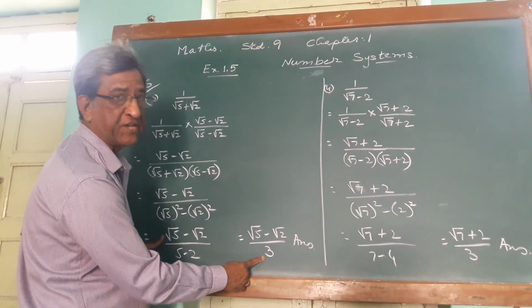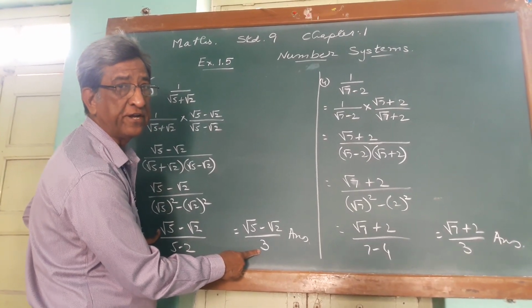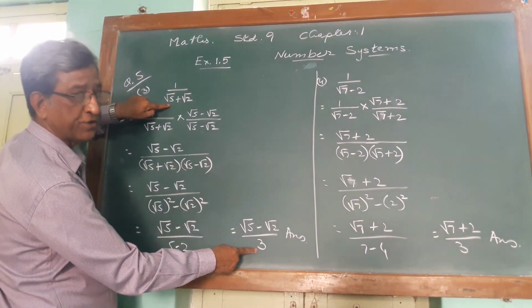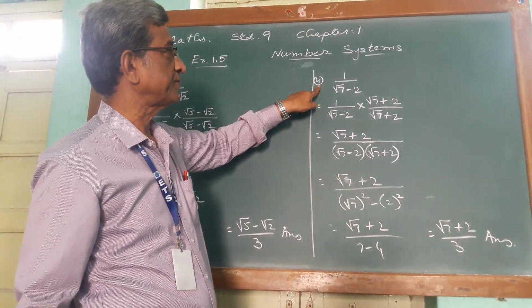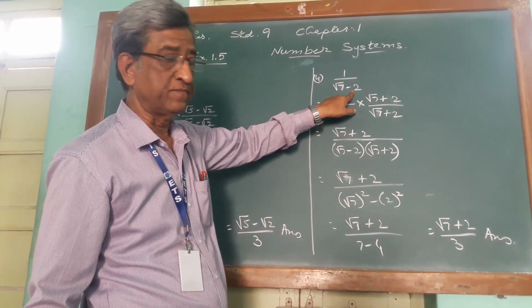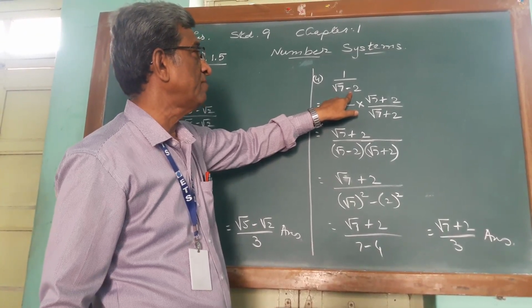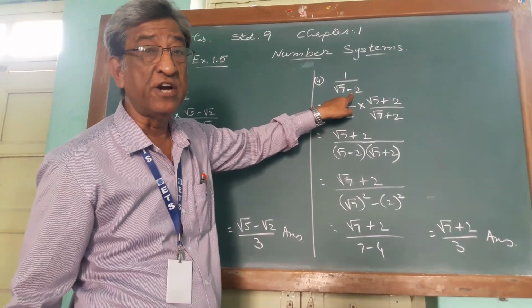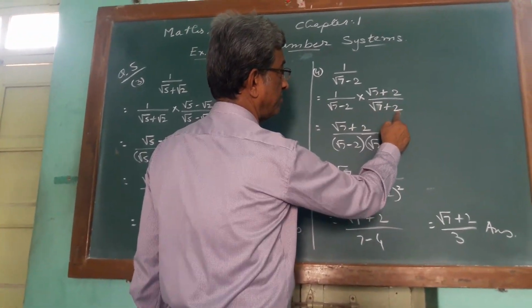Here we have rationalized the denominator. Now you can see that there is no root in the denominator and the value of both is same. Similarly, question 4. 1 upon root 7 minus 2. So you have to multiply it by the opposite surds. That is root 7 plus 2 upon root 7 plus 2.